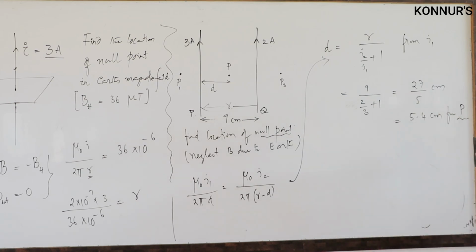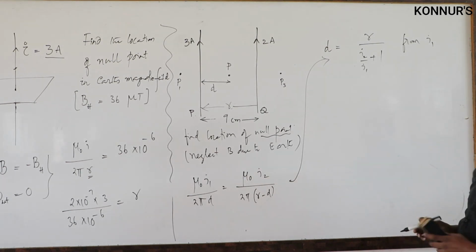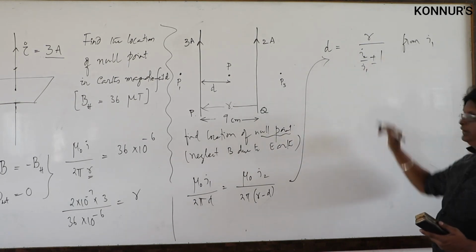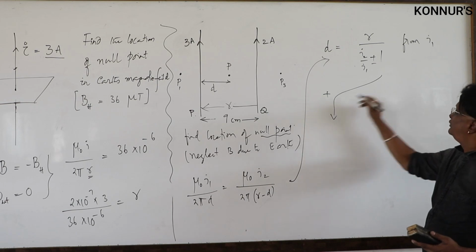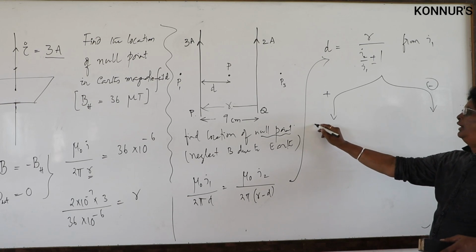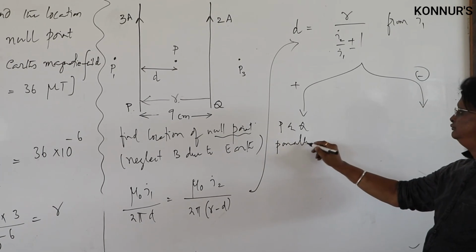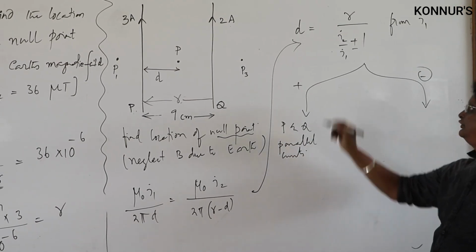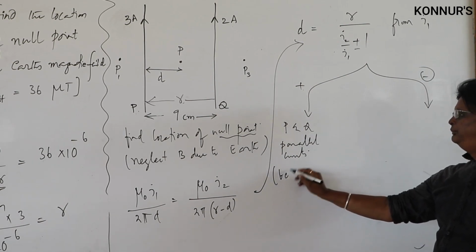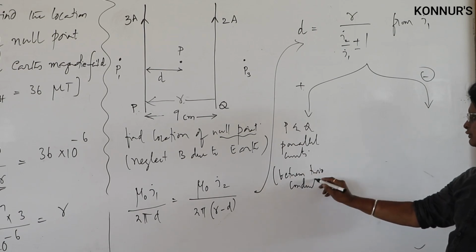After this example, I hope you have watched this solution. Now I will write it as a general case, with plus or minus 1 along with I1. When do we use the positive sign and when the negative sign? Positive sign is for P and Q carrying parallel currents. In such a case, the null point will be between the two conductors, not outside.